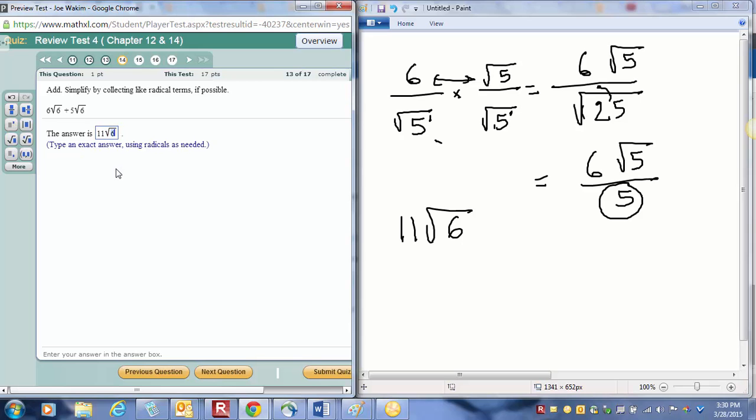So you would assume the square root of 6 as x. 6x plus 5x is 11x, but x in this case is square root of 6.